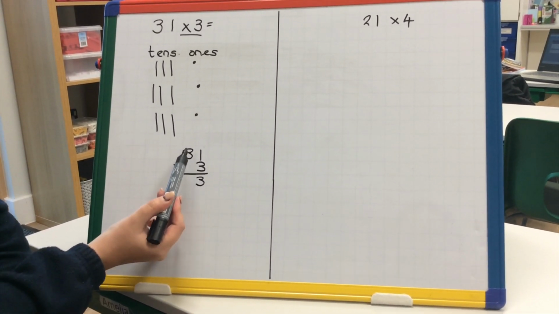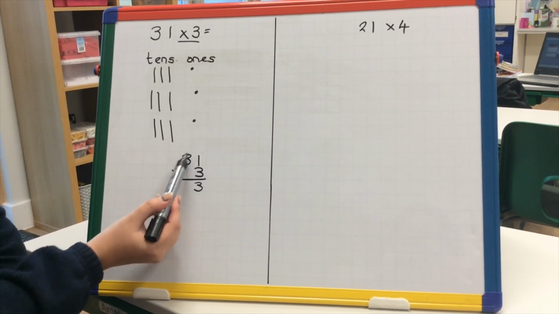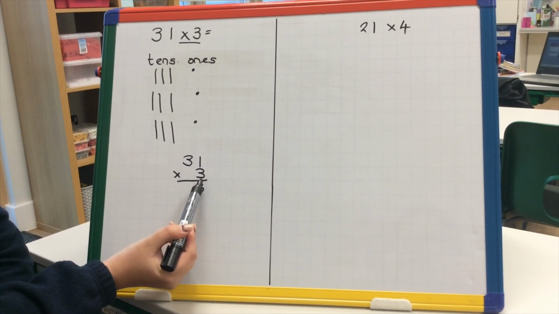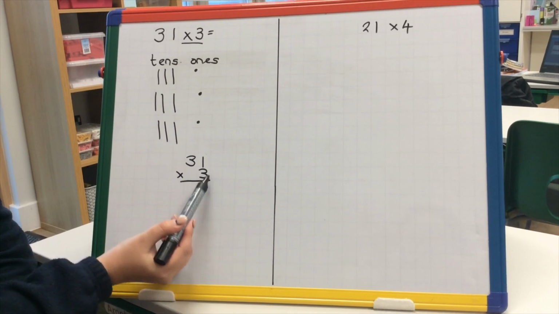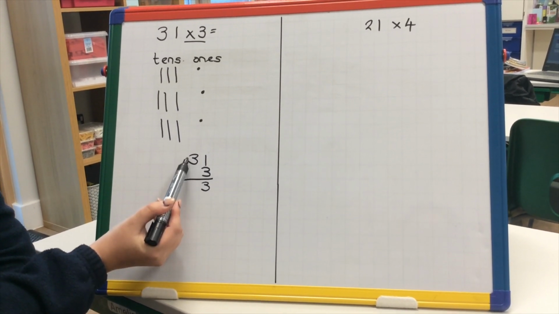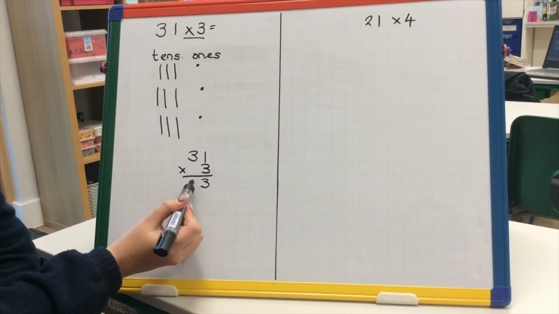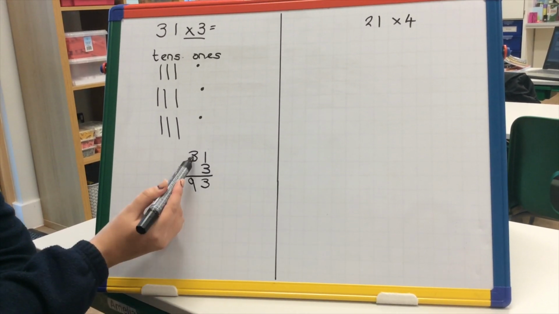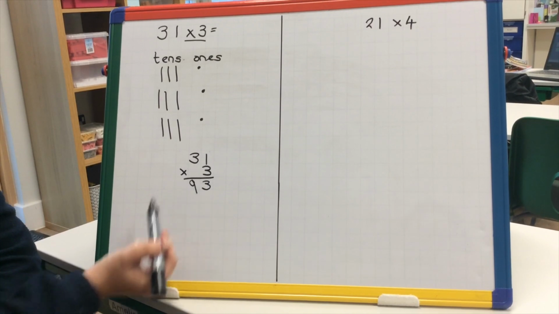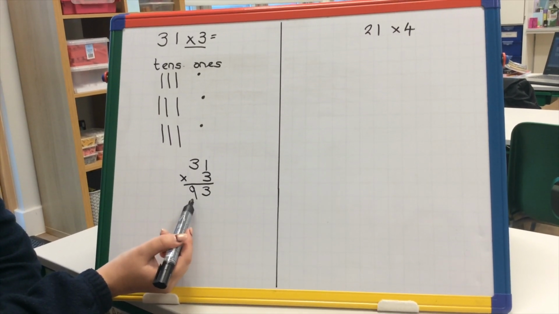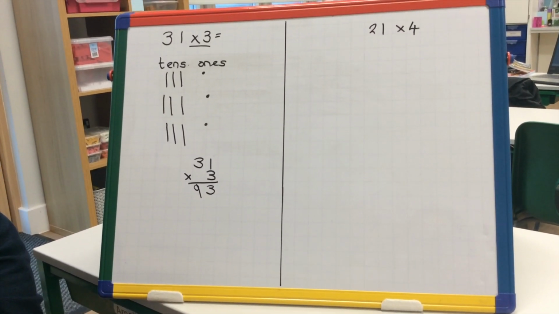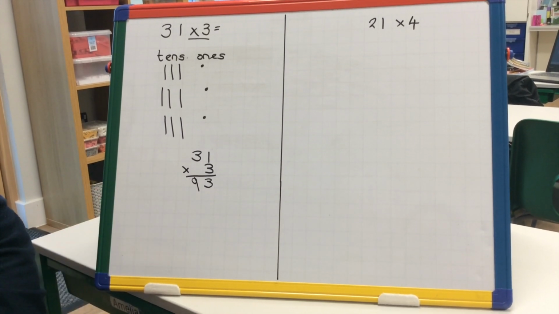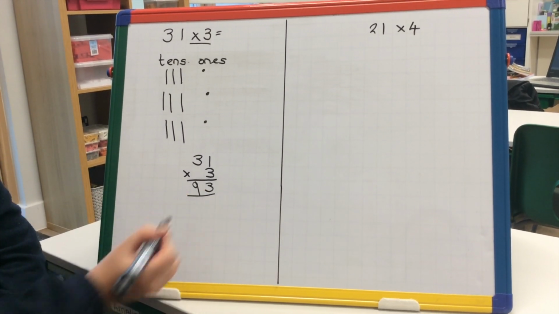Next we move across to our tens. We are also multiplying these tens by the 3, so we have 3 tens multiplied by 3. We know that 3 times 3 is 9, and we put our 9 in our tens column because it was 3 tens multiplied by 3. 3 times 3 is 9. 9 tens is 90.